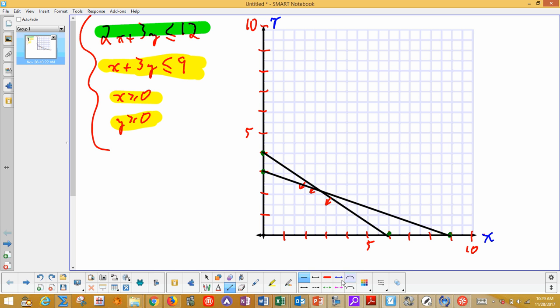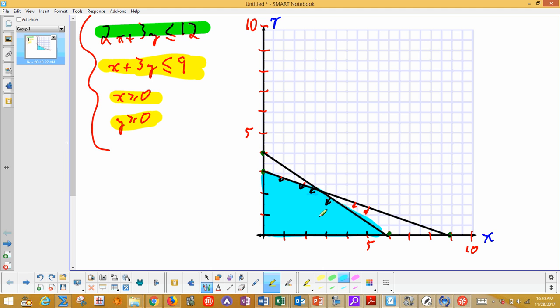Okay, and again, I'm going to test the point 0, 0, because it's on one side of the line. Is 0 less than 9? It is. So I'm going to shade that one down as well. Okay, and if we think about where that common region is, where the common shading is, it's right here. So the solution to this system is actually any point in that polygon. Okay, so that's the answer to this question.